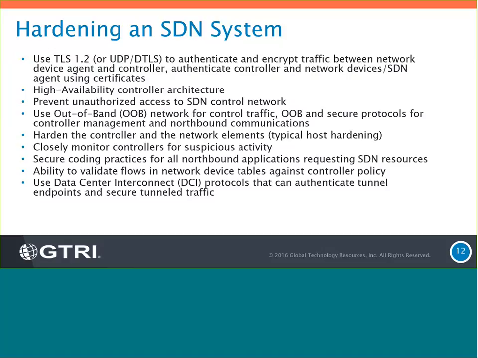So we want to use TLS. We want to authenticate the controller to the network devices so the network devices don't start believing flows from a rogue controller. We want to have a high availability controller, so if there is a denial of service or a failure in one of our controllers, it doesn't completely prevent our ability to forward traffic across the network.